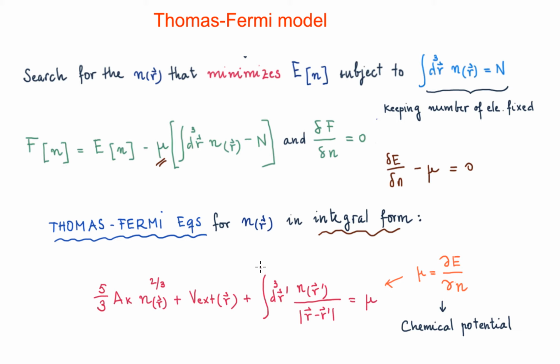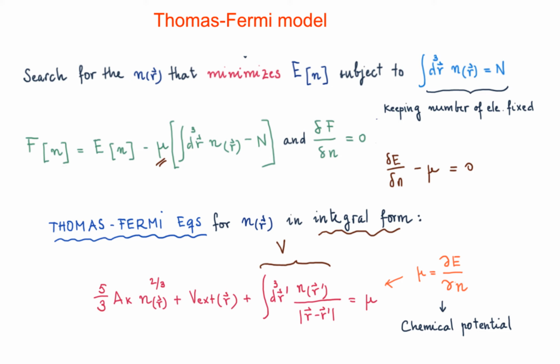This term here is basically the induced potential associated to that electronic density. Okay, and we are going to call it V. So V is going to be the induced potential associated to the electronic density n. Okay, so in the following, we're going to derive the differential equation version for these Thomas-Fermi equations.